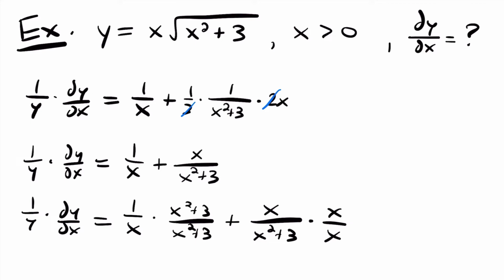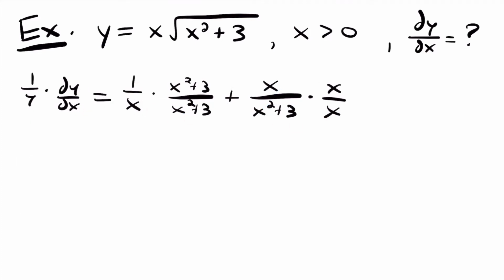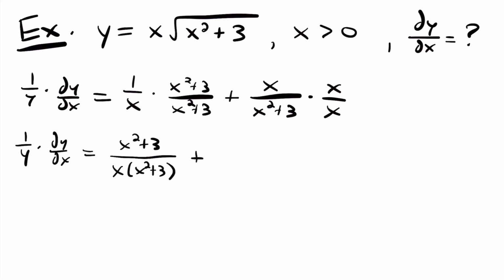And so if we clean up our work here, we can go through with our multiplication, and we'll have 1 divided by y times dy/dx is equal to x squared plus 3 divided by x times x squared plus 3, plus x squared divided by x times x squared plus 3. All right, and so then since they have the same denominator, that common denominator, that was the whole purpose of multiplying by those forms of 1, we can now combine the numerators and have one fraction. And so if we do that, notice that we have 2x squareds, and so we'll have 2x squared plus 3, and so I will write that down here real quick.